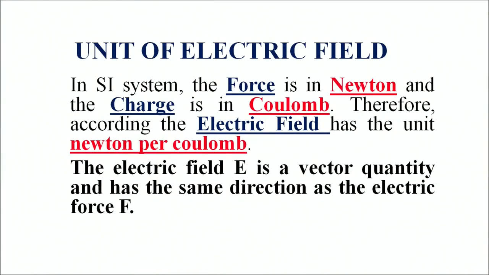Now, we will talk about the direction of electric field, because electric field is a vector quantity. So, electric field is a vector quantity and it has the same direction as that of the electric force. It means the direction of electric field will be the same as that of electric force. So, here the direction of electric field will be in the direction from Q to Q naught.